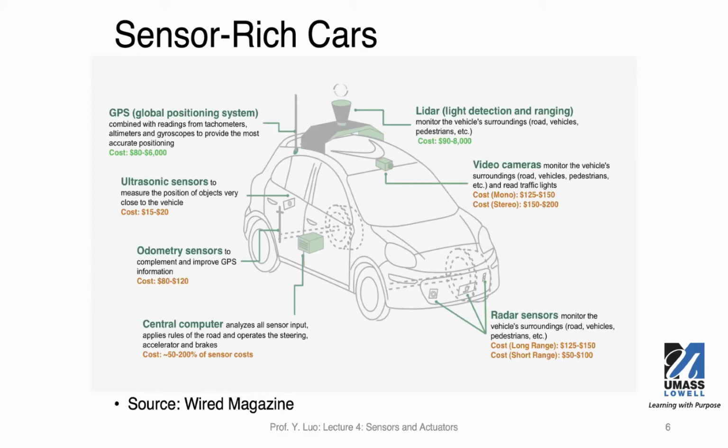Visually, we need to use video cameras to monitor the surroundings, and nowadays we use deep learning algorithms to analyze these videos in runtime to understand the traffic light, to understand the moving vehicles and the pedestrians, and that's kind of enabling technology for the auto driving features in modern cars.